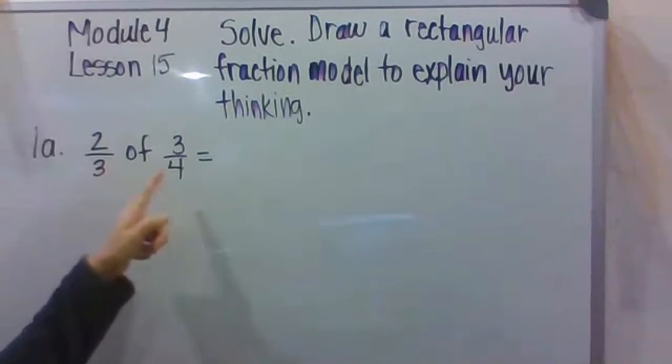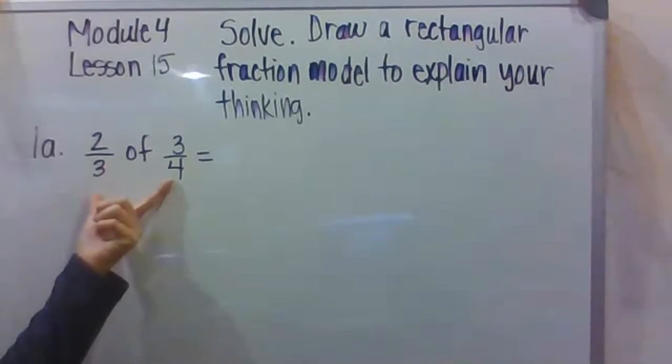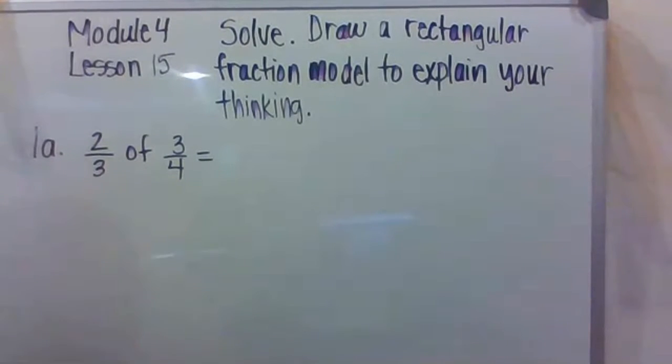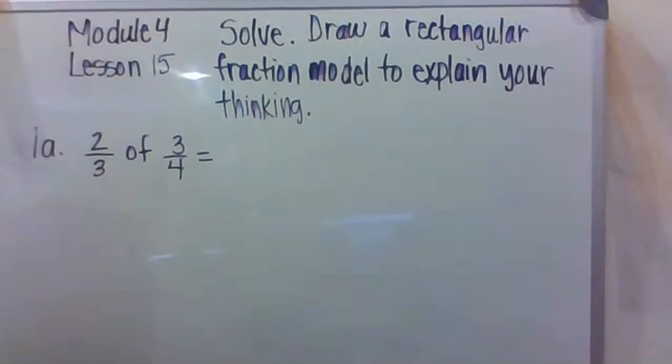Notice, are both fractions still less than 1? So that means all of our products will be less than both of the two factors. Okay, the directions will be the same on all of number 1, but I'm going to do one question from number 2. And on number 2, you do not have to do the model. The directions tell you to only use the rectangular fraction model if it helps you. Okay? All right, so number 1A, 2/3 of 3/4.